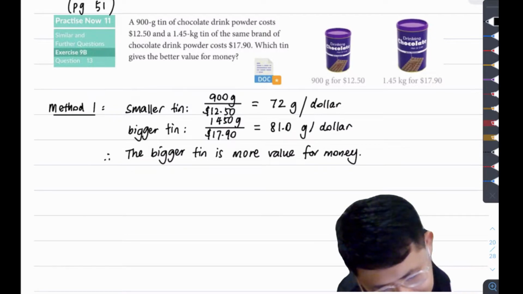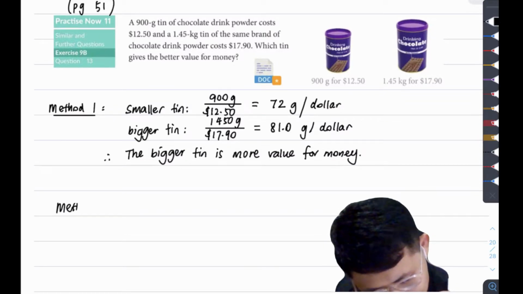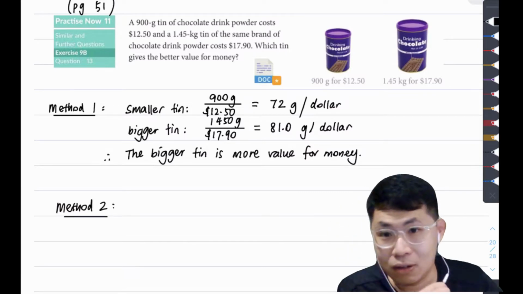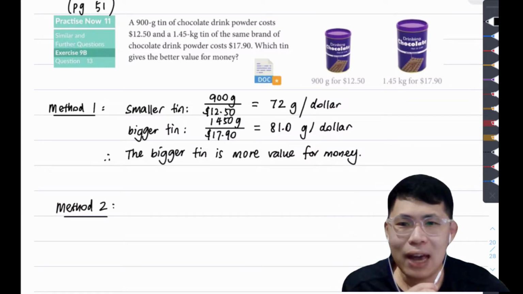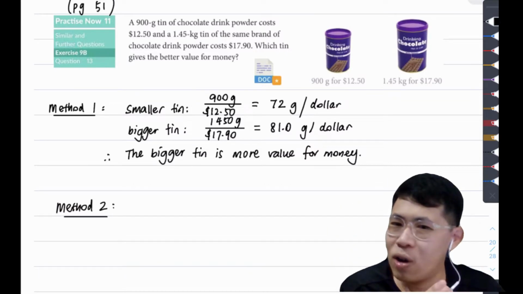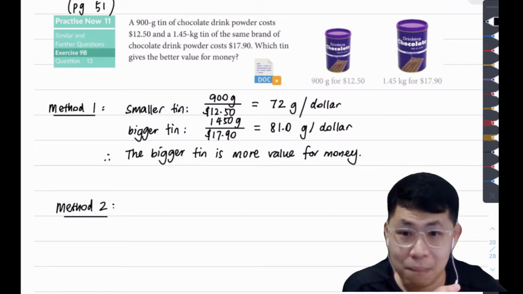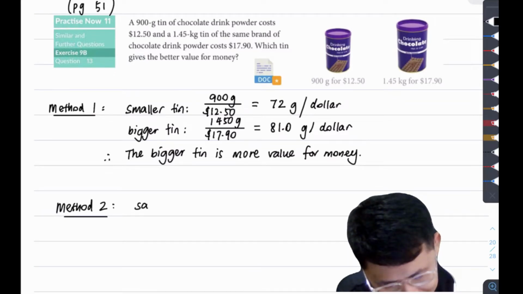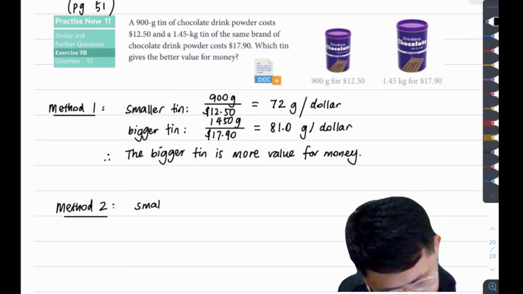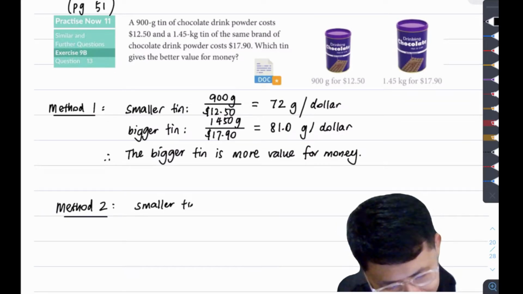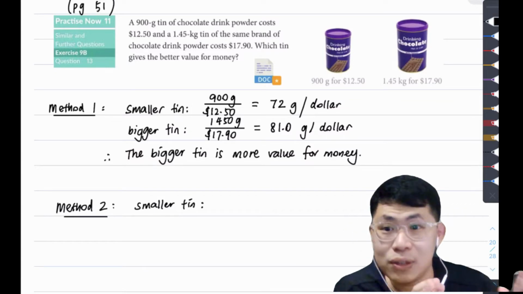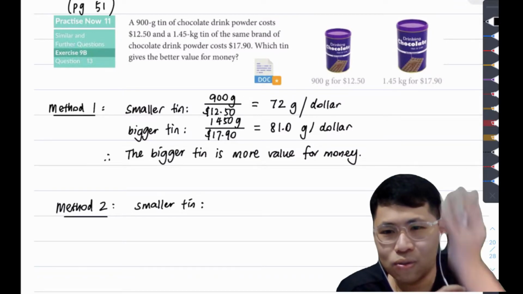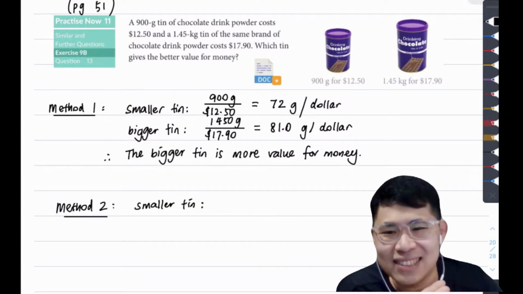Alright, so let's take a look at method 2. So for method 2, instead of looking at how much powder per dollar, I'm going to look at how much does it cost for every unit of mass. Okay, so for example, if I were to look at the smaller tin, you can definitely use your unitary method, like the arrow thingy. For me, I'm just going to do this division and calculate.